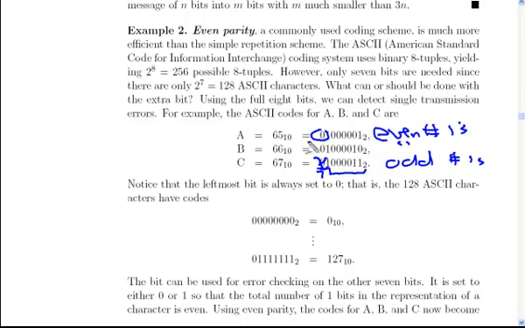So this scheme, where you use 1 bit to check the number of 1s in the remaining bits, is called a parity check, and this leading bit is called a parity check bit.